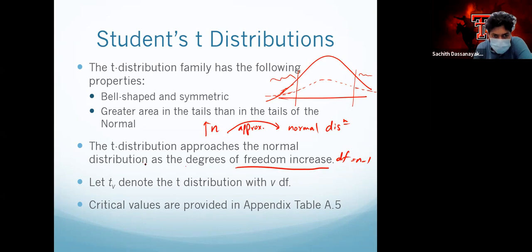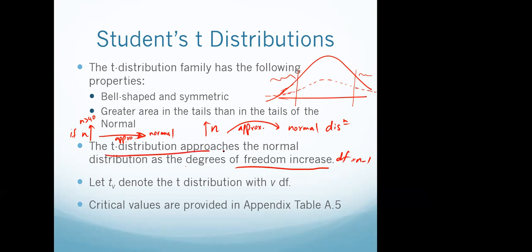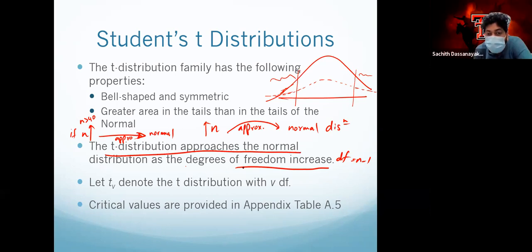Okay, if we increase n greater than 40, we can say it is normally distributed. We can approximate. But we cannot come back, like if n is 10, it's not normally distributed anymore. There is no way like that. So it approaches the normal distribution if degree of freedom increases, which simply means n increases.